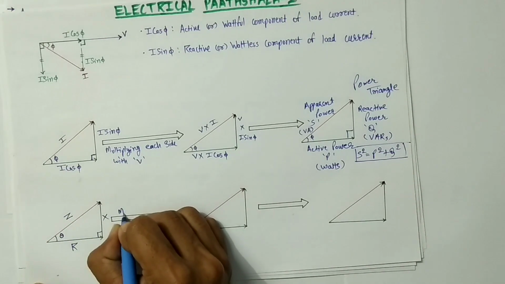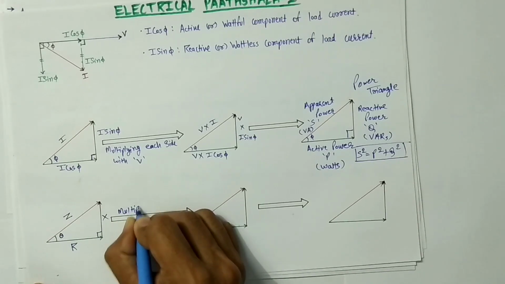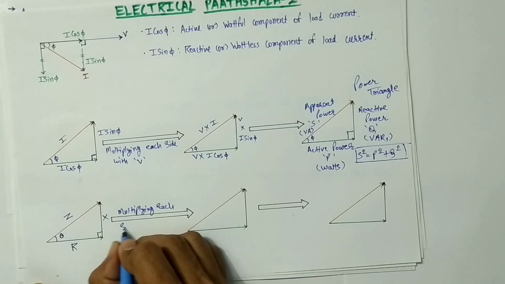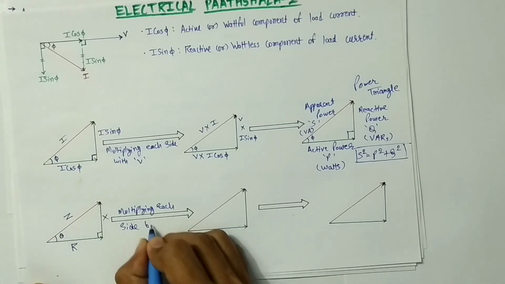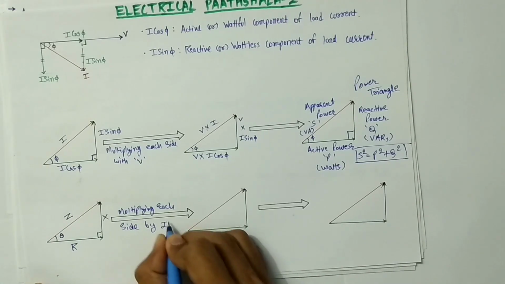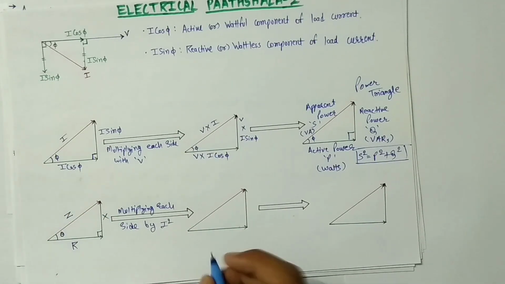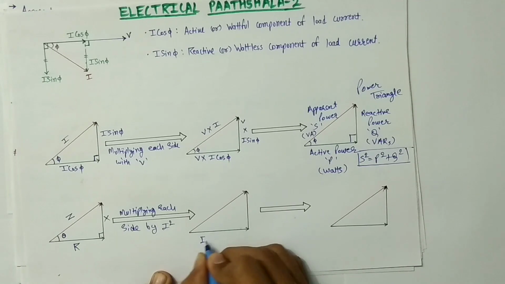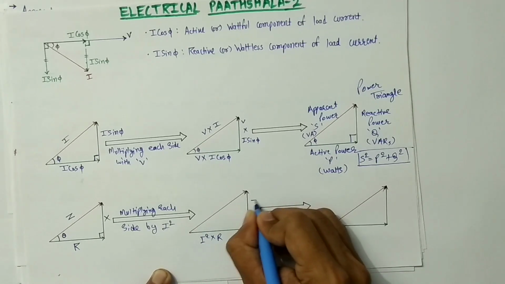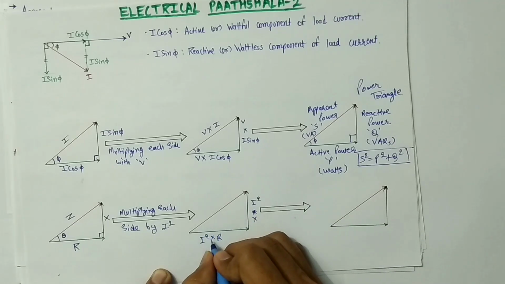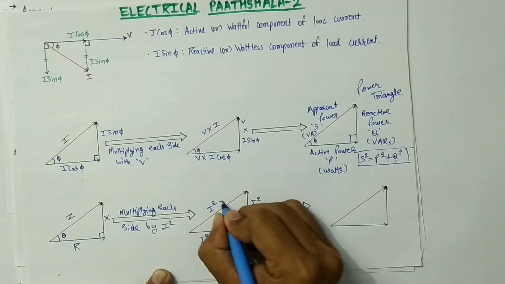Now we will multiply each side of this triangle by I square. So what will we get? I square into R, I square into X, and I square into Z.